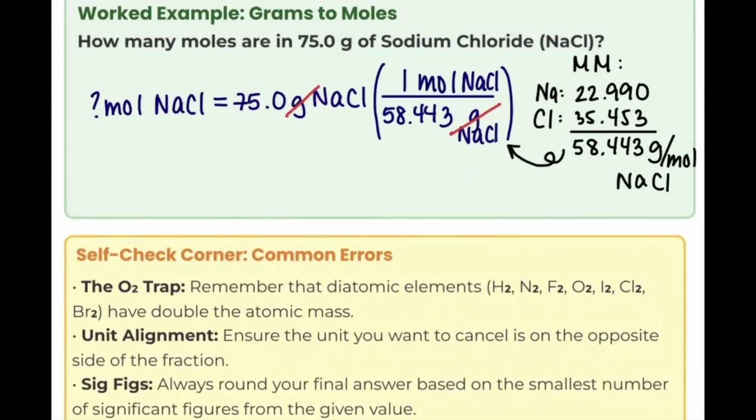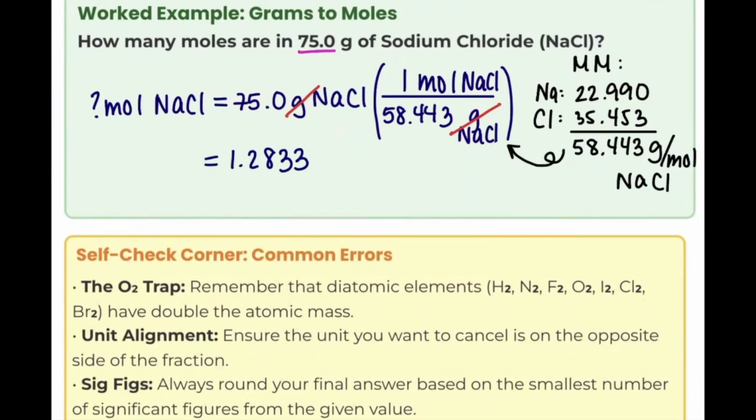75 times 1 over 58.443. Remember, it's the same as saying 75 divided by 58.443. And that gives us about 1.2833 moles. But we've got to use our rules for sig figs, right?